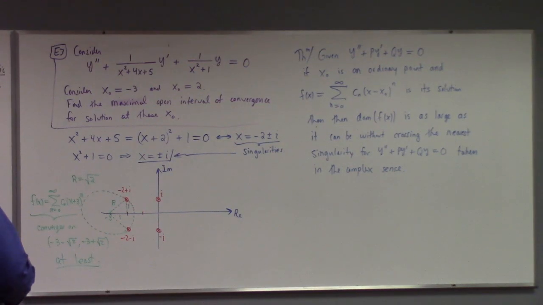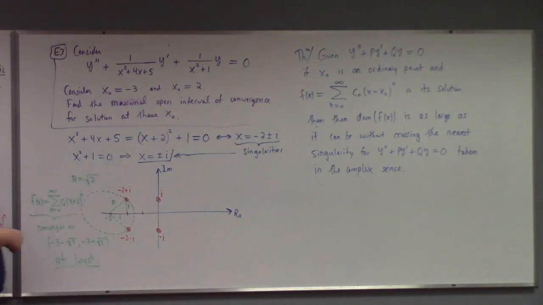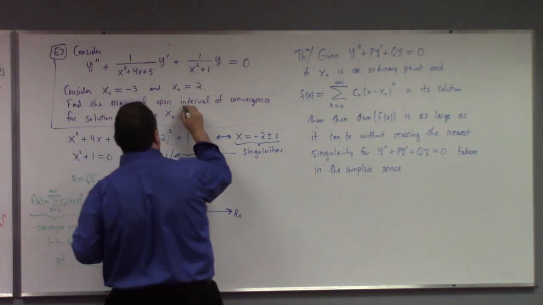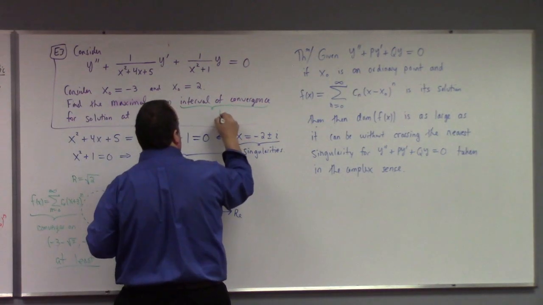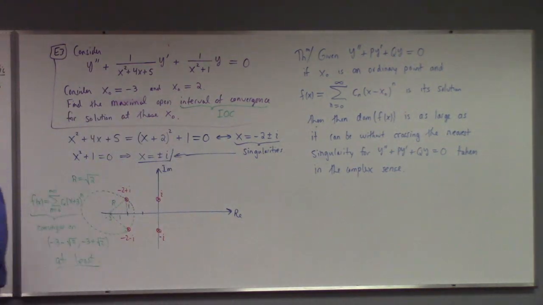I've explicitly asked for the maximum open IOC. Oh, by the way, a nice abbreviation here, interval of convergence. It's so much nicer to just write IOC, isn't it? So the open IOC is what I'm interested in. Notice that I didn't have to solve the differential equation to answer this question at all. We can answer how large the domain is simply on the basis of this little theorem.